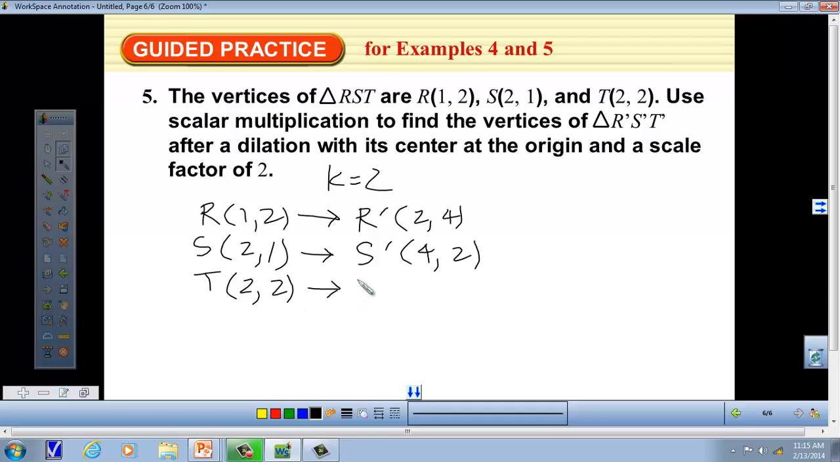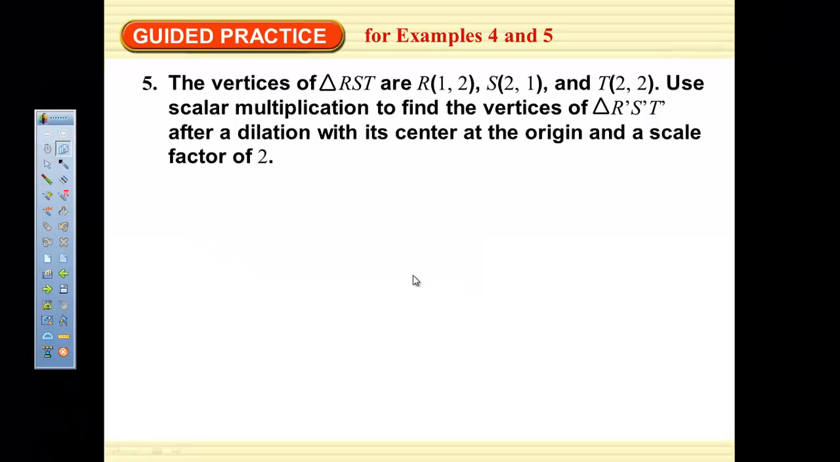So multiplying both of those by 2, and it's not always going to be a scale factor of 2, by the way. Whatever it is, you multiply it. If this was 3, this would end up being 3, 6 here. But in this case, 2, 2 becomes 4, 4. Okay? So 2, 4, 4, 2, 4, 4.